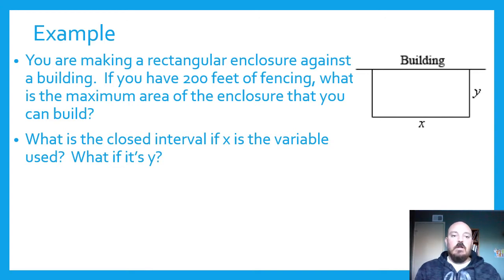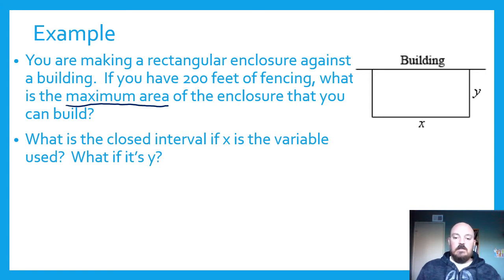So right here on the top is an actual question. That's what an optimization question looks like. Now, we're not actually going to answer the whole question. But what it says is you're making a rectangular enclosure against a building. You have 200 feet of fencing. What is the maximum area of the enclosure that you can build? So we know that it's an optimization problem because it asks for maximum area. Any question that asks for a maximum or a minimum is an optimization question.